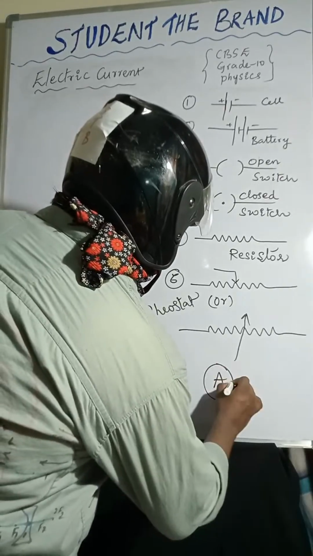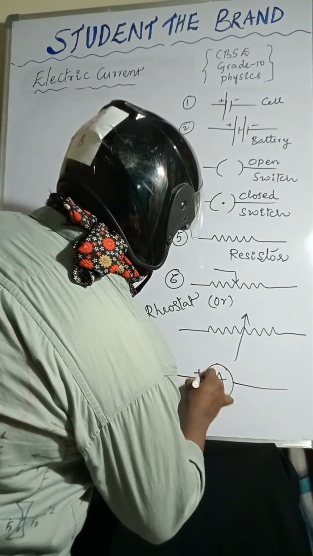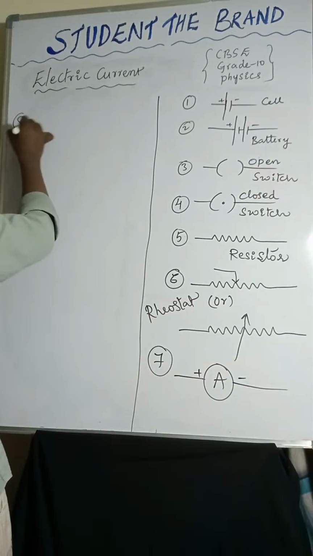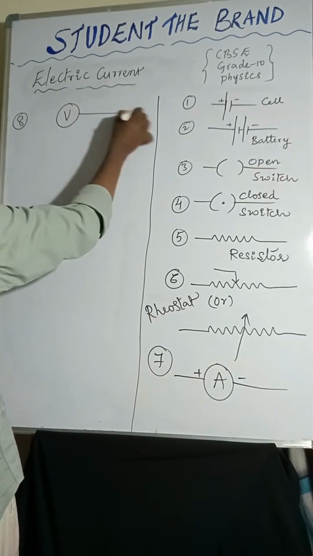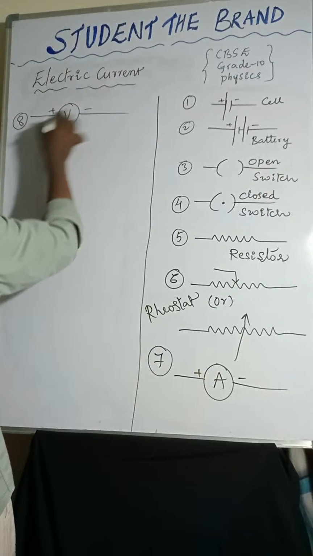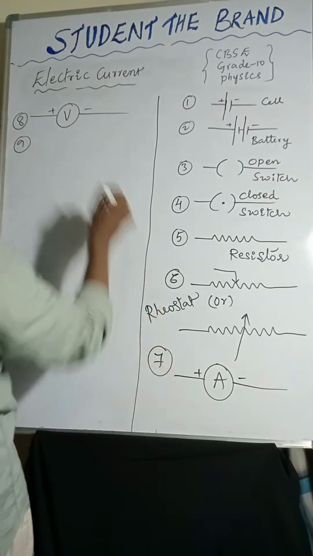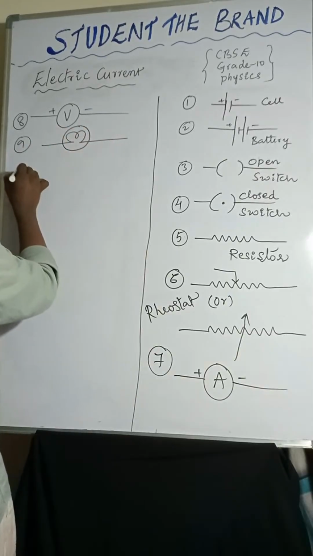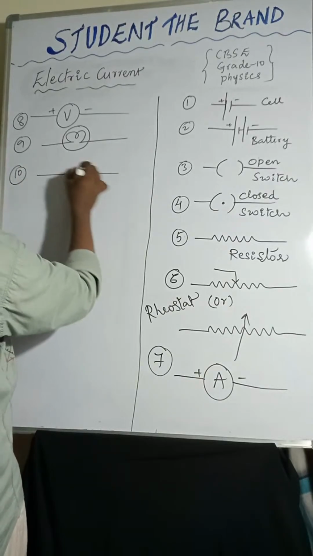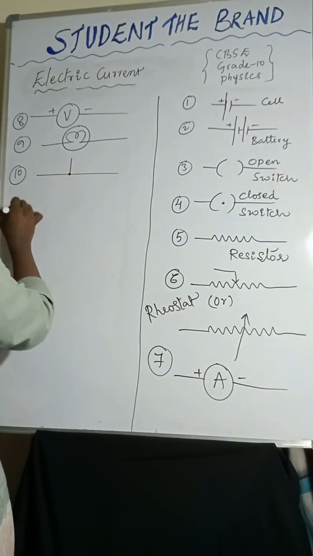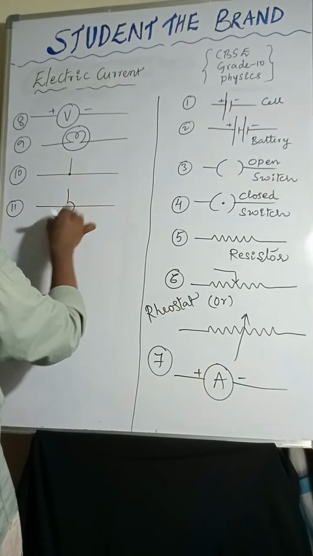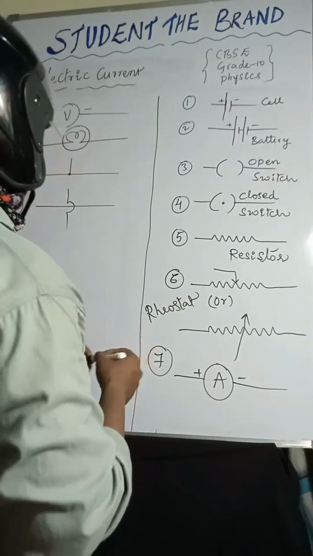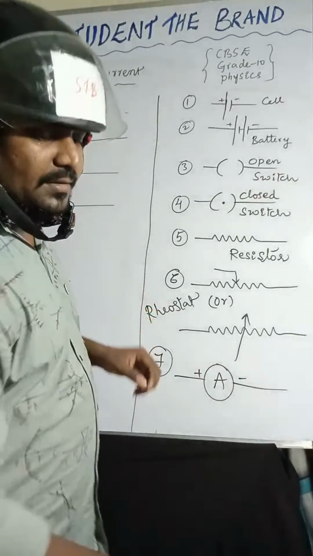Next, seventh one, ammeter. Eighth one, voltmeter. Ninth one, bulb. Tenth one, wire joining. Eleventh one, wire crossing. Okay, so here you can observe, this is a cell.